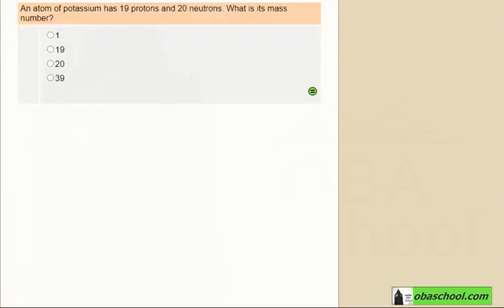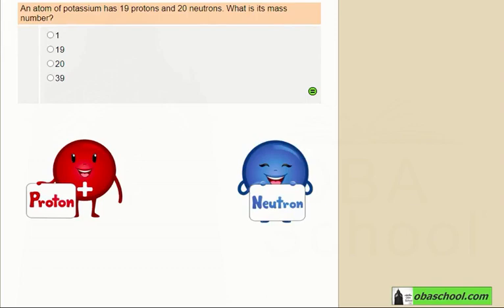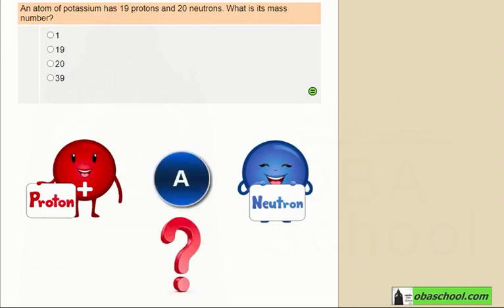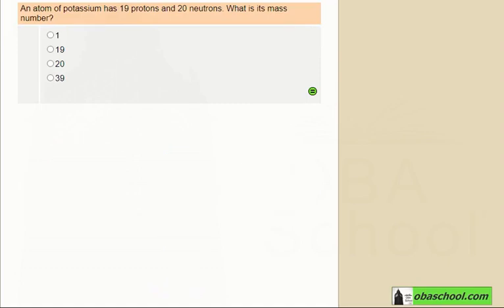Okay, so let's take another example. An atom of potassium has 19 protons and 20 neutrons. What is its mass number? What's the relationship between these three: the protons, the neutrons, and the mass number? Well, we all know that the mass number equals the number of protons plus neutrons. So all we have to do is to substitute the values.